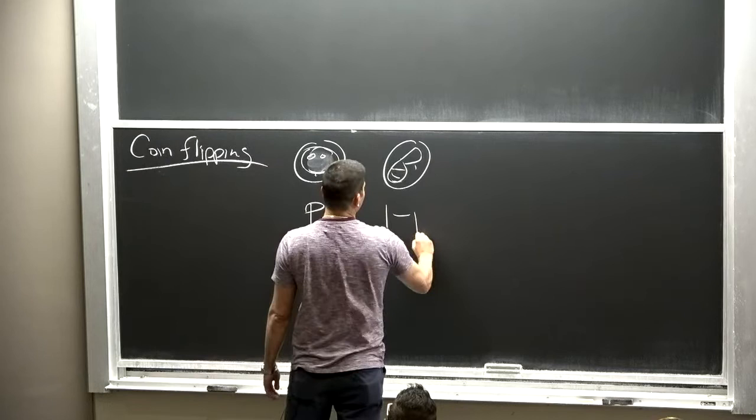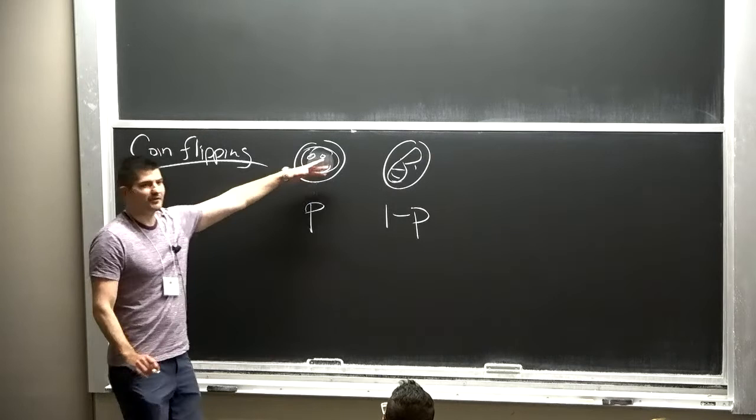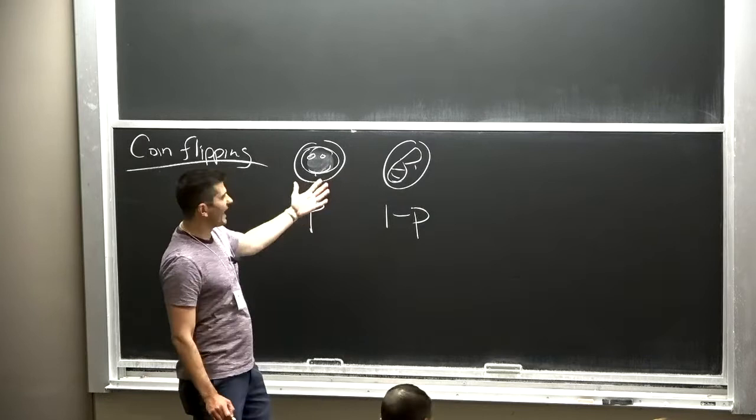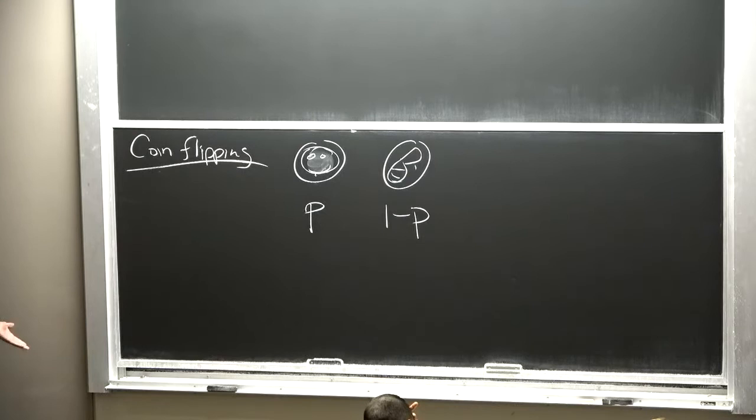This picture is slightly different than the other one. It could make it a little bit lopsided. I might get heads more often than I get tails. Now, the question: there's some fundamental value to this p. The coin has some probability p for heads, and probability 1 minus p for tails. We, on the other hand, don't know that. All we get to do is flip the coin.